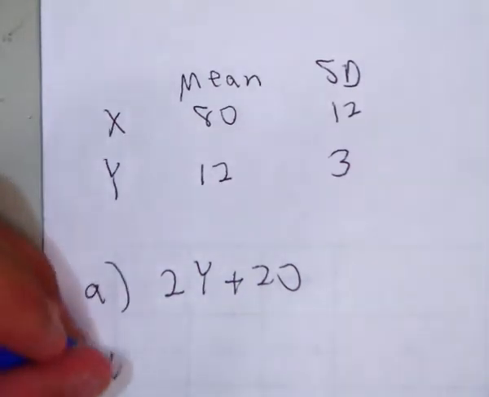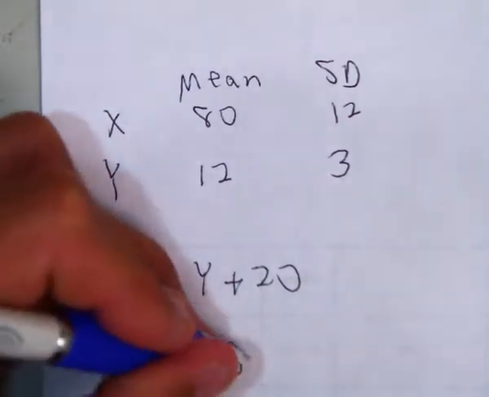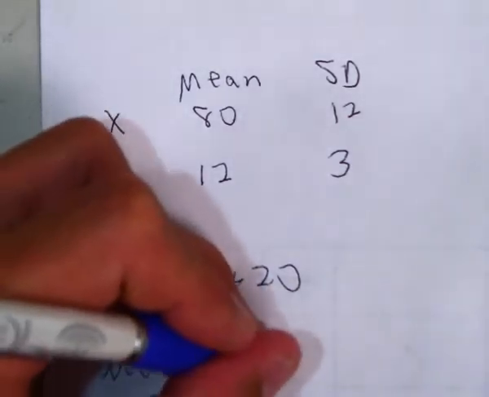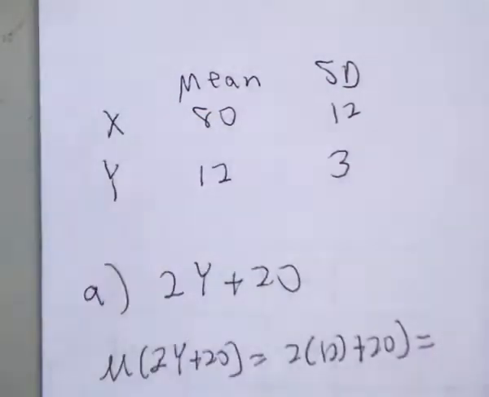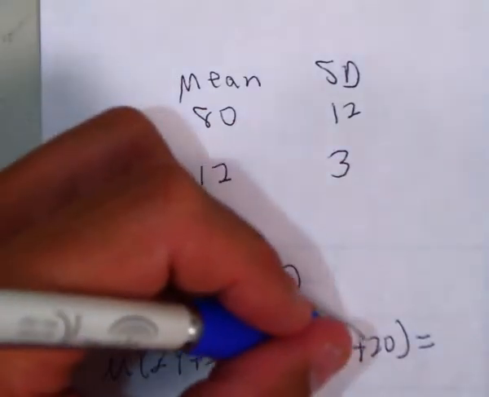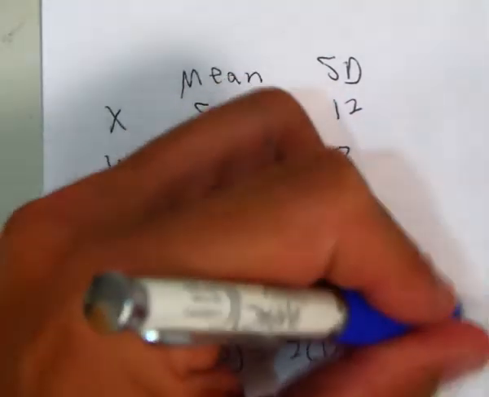Okay, so the mean of 2y plus 20 will be 2 times 12 plus 20. We do that out. I should have done it like that. That really shouldn't be in parentheses. It's just 2y plus 20. We should get 44, right?